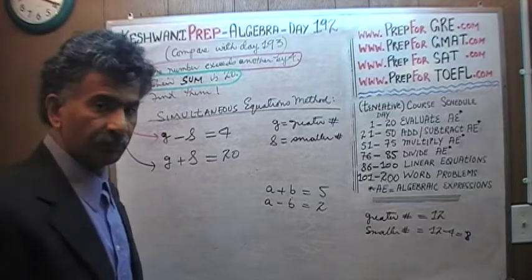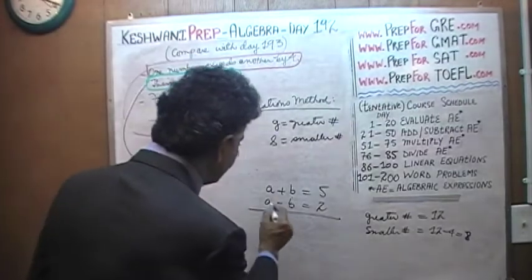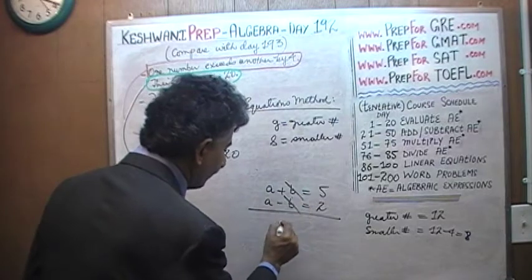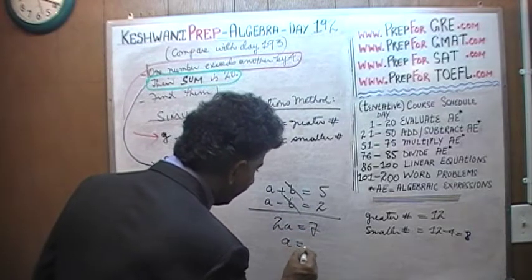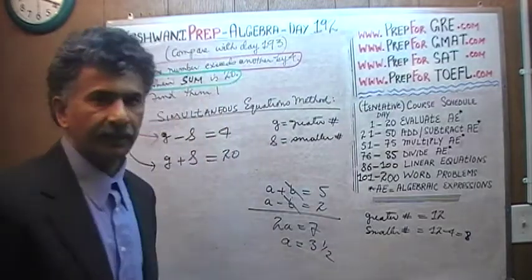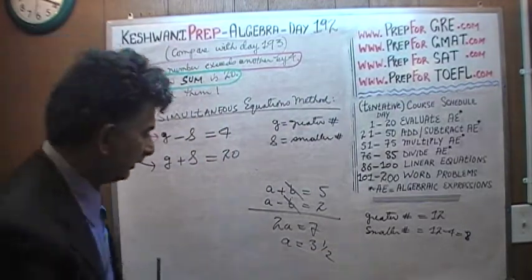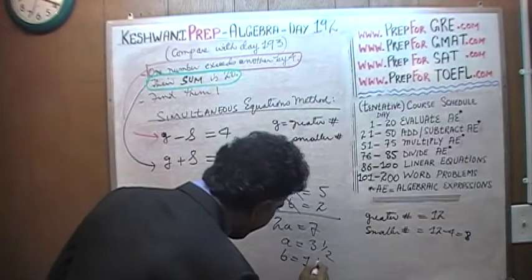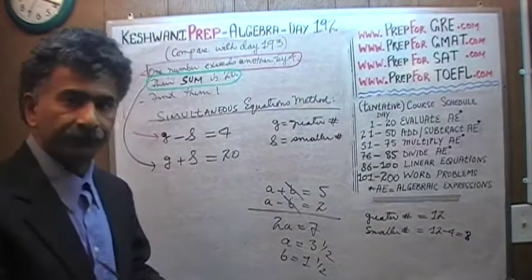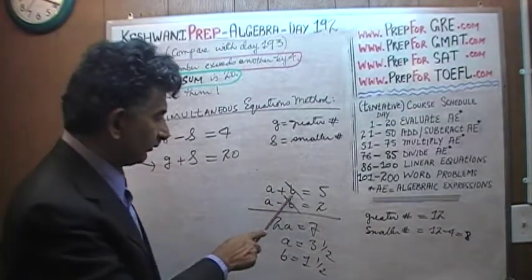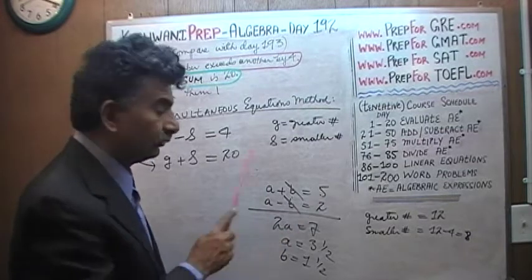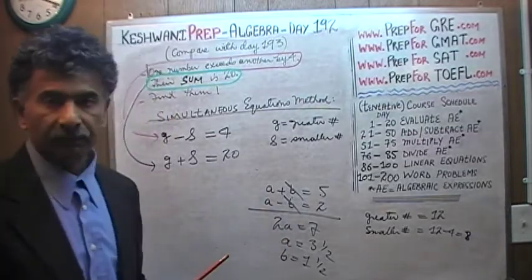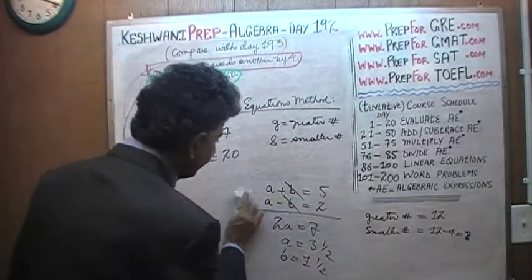Which means, what do you suppose these two are? If you were to add these two equations here, these will cancel out and 2A will equal 7. If 2A equals 7, then A must be 3.5. If A is 3.5, then B must be 1.5. And guess what? 3.5 plus 1.5 is 5, and 3.5 minus 1.5 is 2. These are two independent equations, but before they were not.